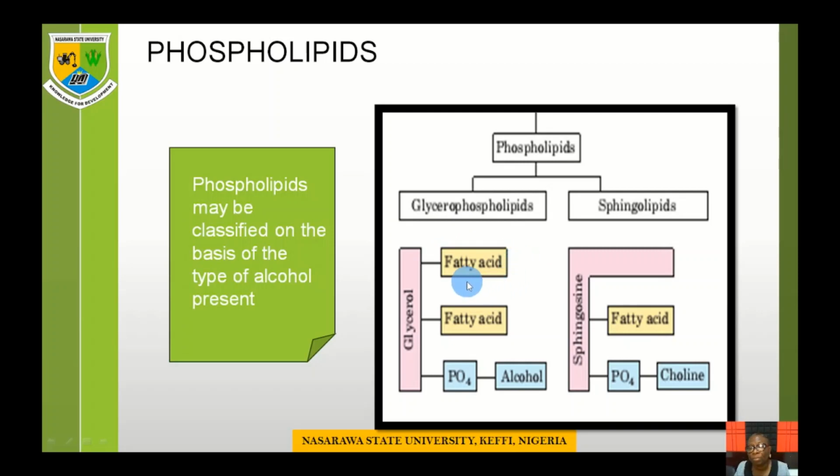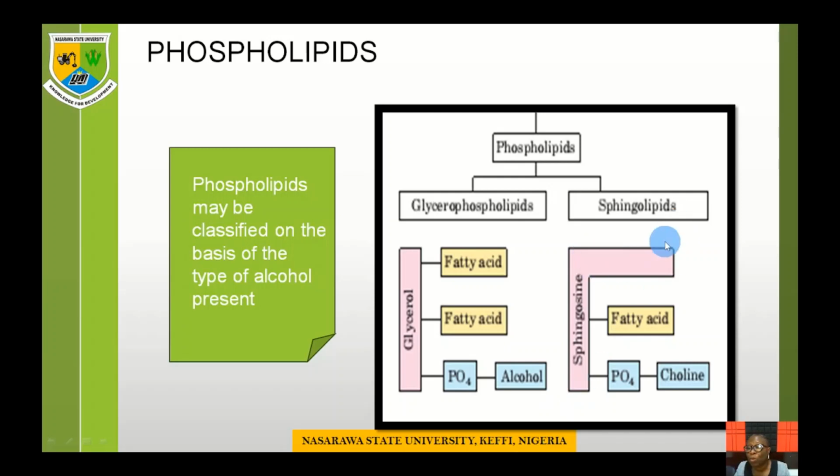And for glycerophospholipids, you have two fatty acids being esterified. Then you have the phosphate group, and then the alcohol. The alcohols are also known as the nitrogen bases. They are also alcohol. It can be choline, it can be ethanolamine, it can be inositol. We'll see in the next slide.